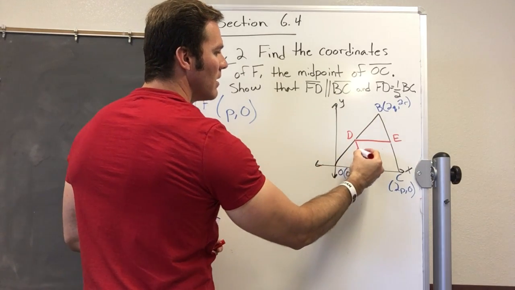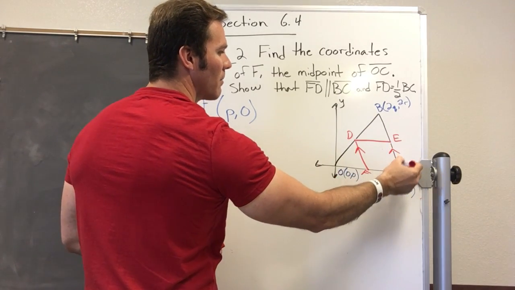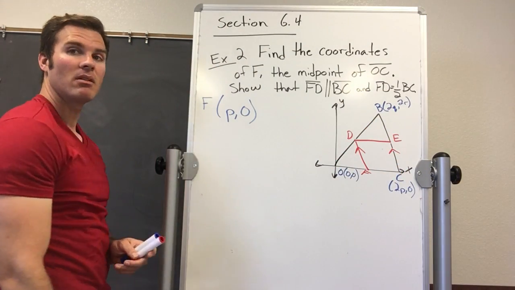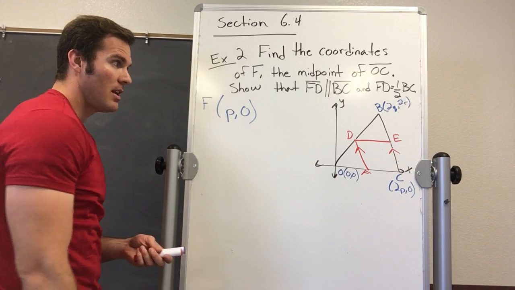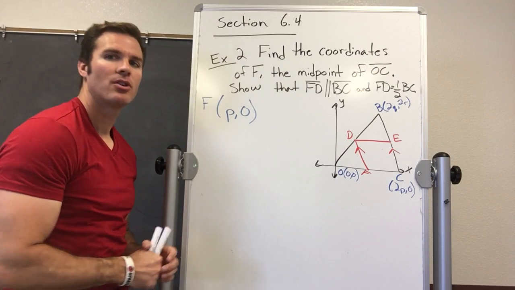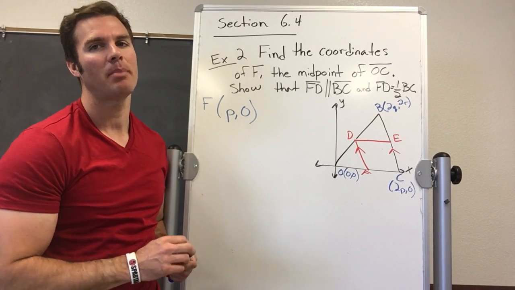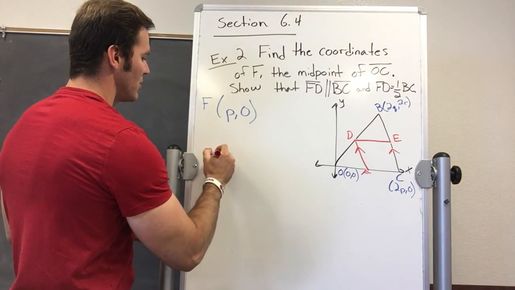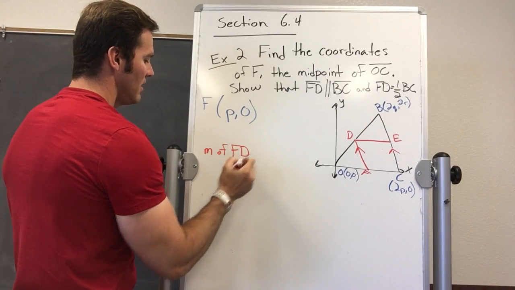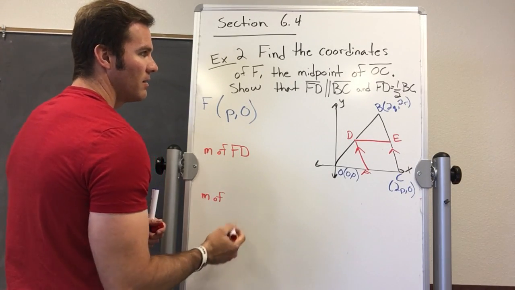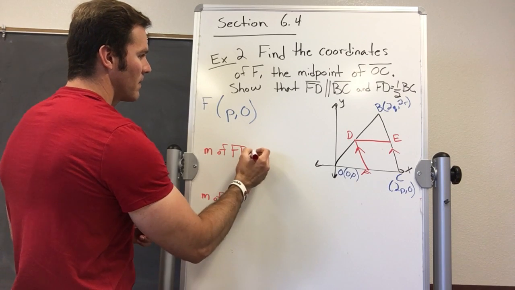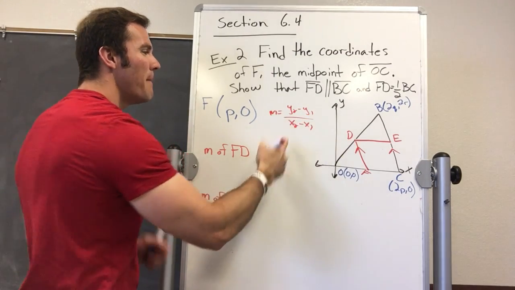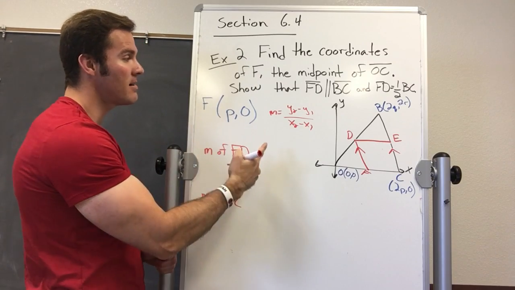is parallel to BC, this whole thing right here, BC, all the way up there. And show that it is half the length of BC. Now, in order to find out if two lines are parallel to each other, you need to find their slopes. If the slopes are the same, then they are parallel. So let's find the slope of FD, and let's find the slope of BC. The slope formula is y2 minus y1 over x2 minus x1. You guys memorize that. We're going to use this all the time.